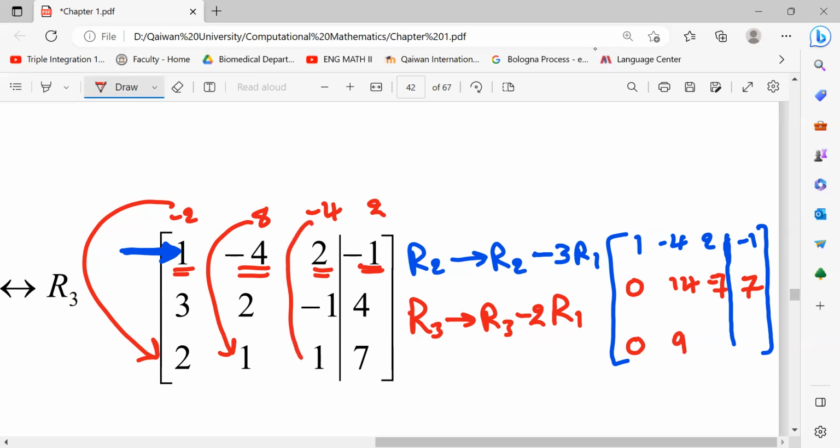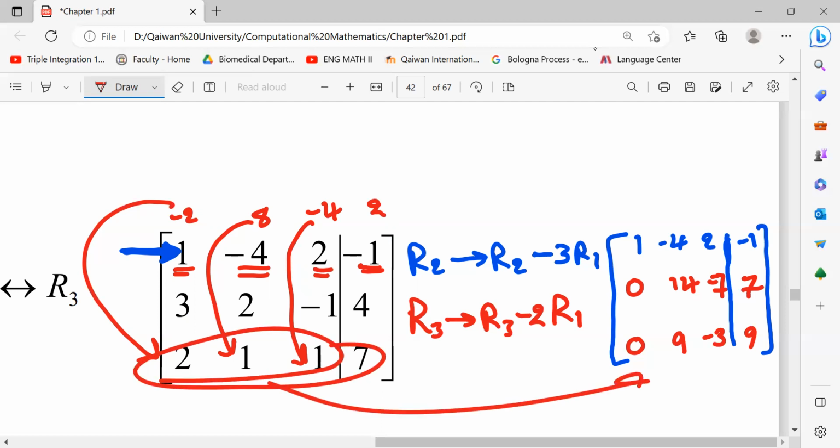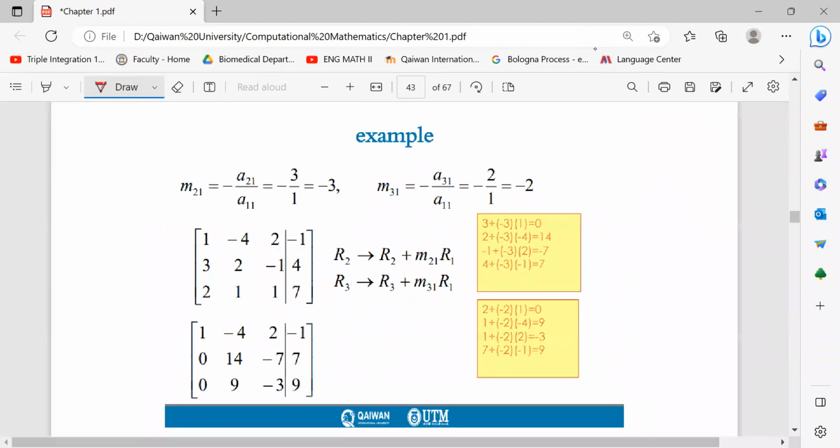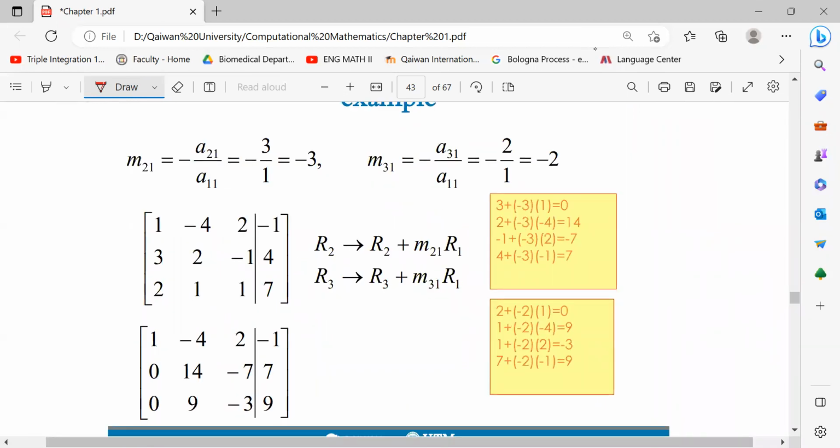Then -4 plus 1 is -3. 2 plus 7 is 9. Look, we did 2 steps in the same step. You can do that, and also you can do each step separately. You can first write down this again here, and then do the second step in the next step, as it's done here. Here both are done at the same step. These two become 0, and you get this.